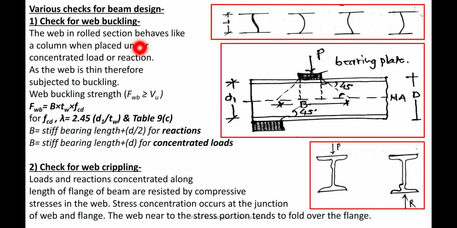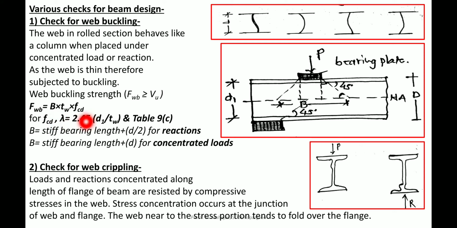The web in a rolled section behaves like a column, and when placed under a concentrated load or reaction, as the web is thin, it is subjected to buckling. Web buckling strength F_WB must be greater than or equal to the factored shear Vu. Here W is web, B is buckling, and F is the strength. So the web buckling strength is equal to B into t_w into f_cd.